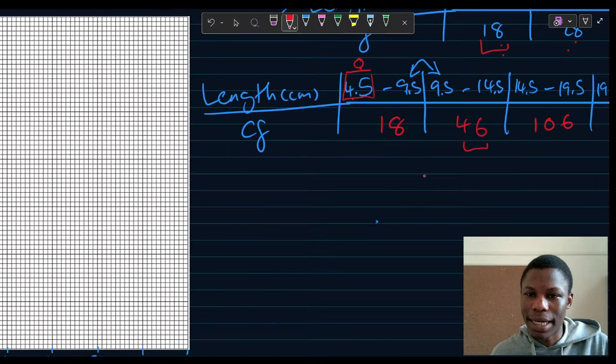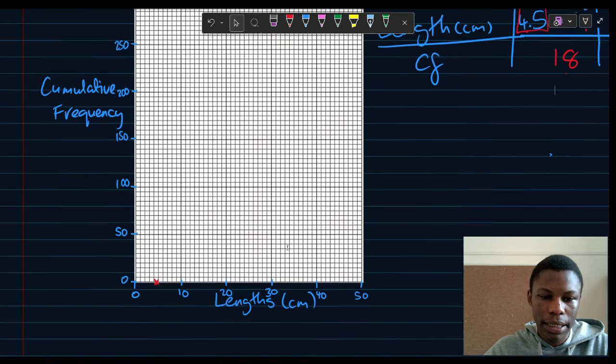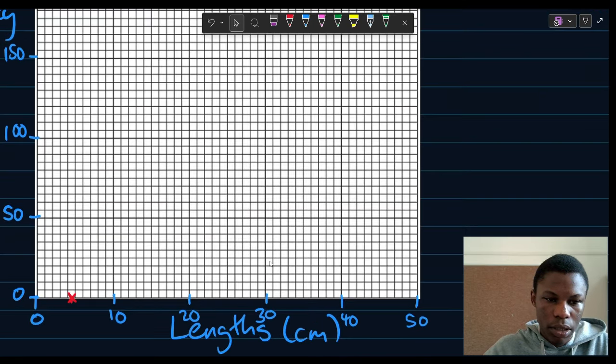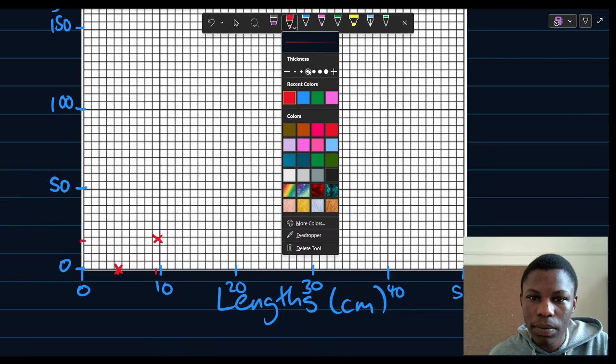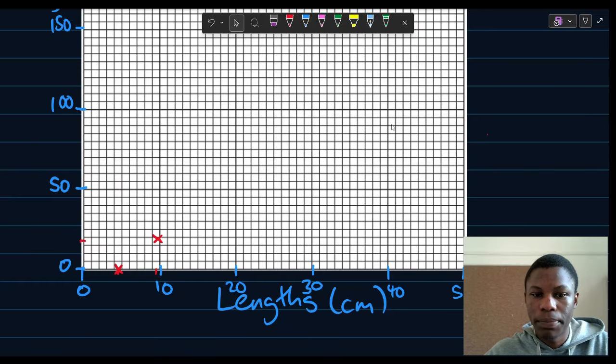The next point is upper bound against cumulative frequency. So 9.5, 18. 9.5 is here. 18 here, we've got 50. So each box would be, what, 50 by 10, 5. 5, 10, 15, 18 would be somewhere there. I don't like the scale we used, but I couldn't find a better one.